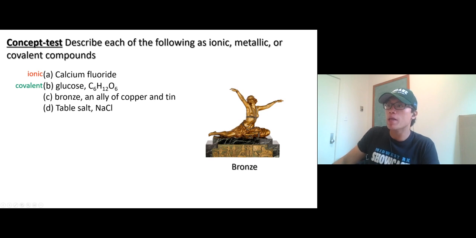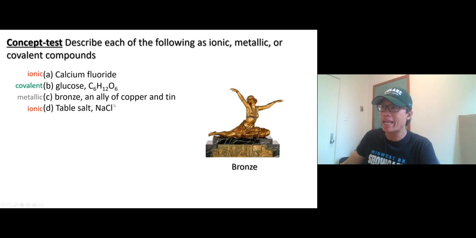All right, covalent compound. Now, next one, bronze, which is an alloy, an alloy of copper and tin. So bronze looks like this. These are just metals in here. It could be multiple metals, it doesn't have to be one metal. So this is an example of a metallic compound. And lastly, we have table salt, sodium chloride, cation and anion. That's totally an ionic compound. All right, let's move on to covalent compounds.